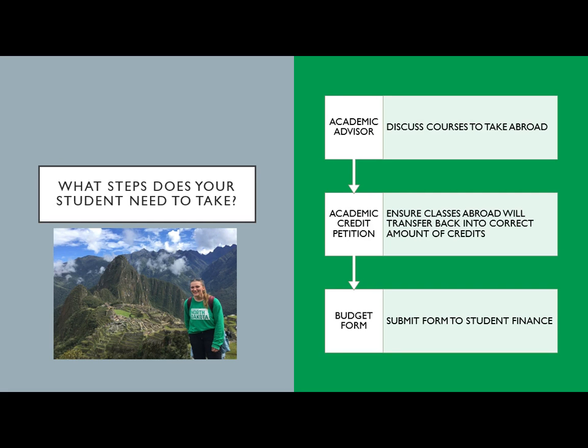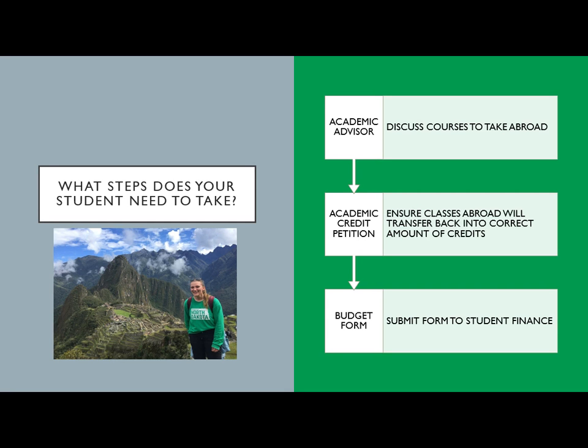Students need to first meet with their academic advisor to go over how many classes they should take abroad and what specific classes they should enroll in. Once they have discussed this, the student will need to submit a petition for academic credit, which ensures that the classes the student takes abroad will transfer back to UND in the appropriate amount of credit hours, and will indeed count towards either a major, minor, or essential studies requirement, or if it will just count as an elective.